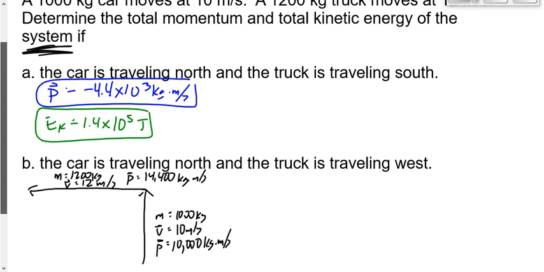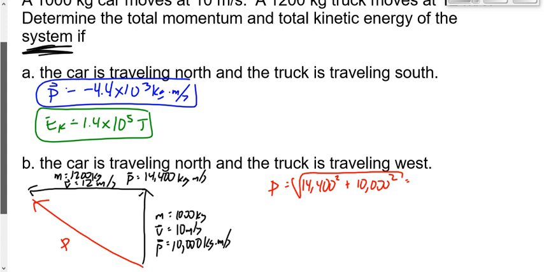How do I add those two numbers up? I want to find the resultant vector, so I'm going to use the Pythagorean theorem. P is equal to the square root of 14,400 squared plus 10,000 squared, which equals 1.8 times 10 to the 4 kilograms meters per second. And because momentum is a vector, we also need a direction.